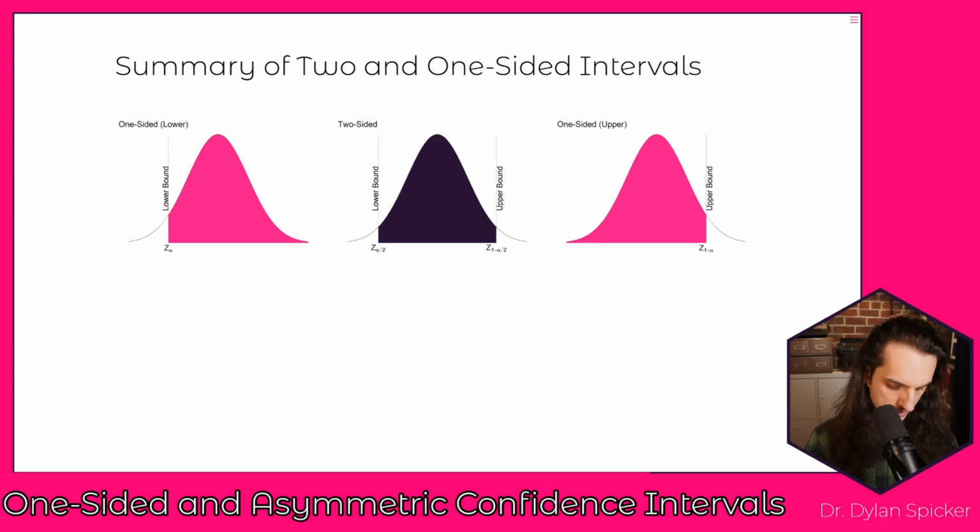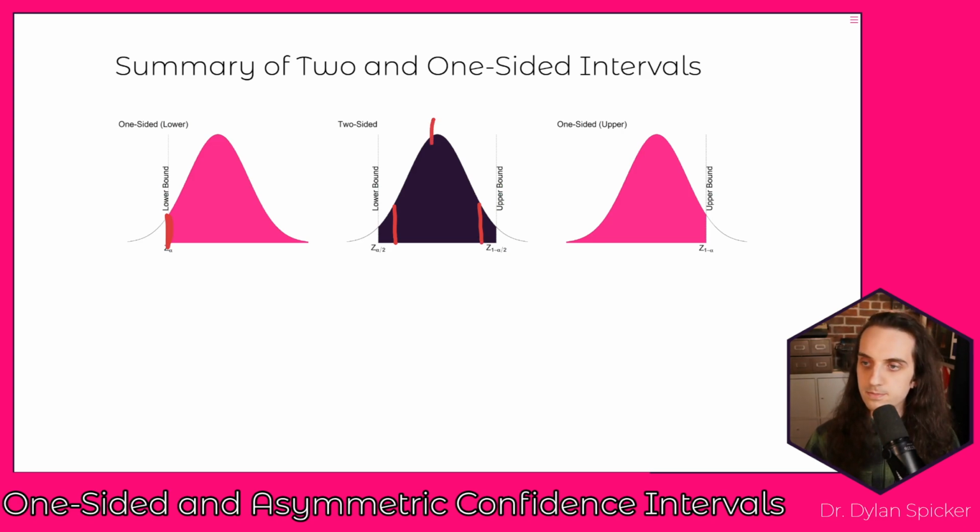And so the lower one-sided gives us just the lower bound, and that lower bound is ultimately going to be based on the Z alpha critical value. The two-sided interval is going to be based on the Z alpha over 2, and then the Z 1 minus alpha over 2. And the upper is going to be based on the Z 1 minus alpha. And so we can see, looking at these graphics, the point is that this Z alpha, if we were to move the Z alpha onto this plot over here, it's going to be somewhere like there, right? And if we were going to move the Z 1 minus alpha, it's going to be somewhere like here, right?